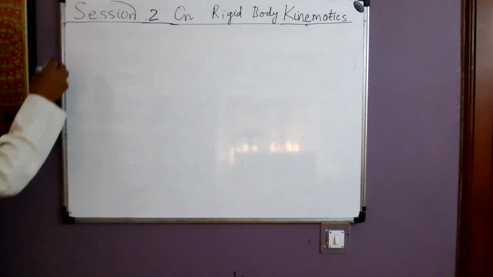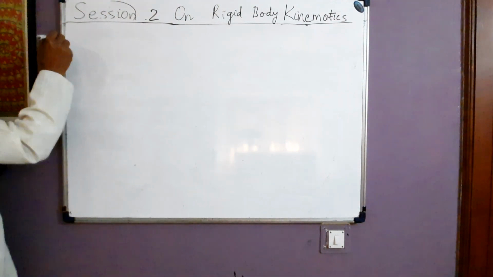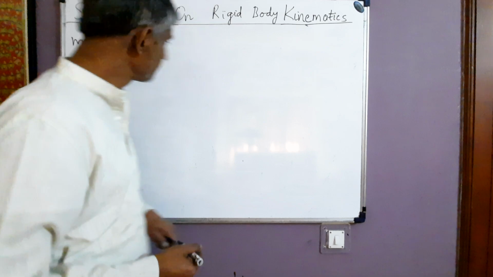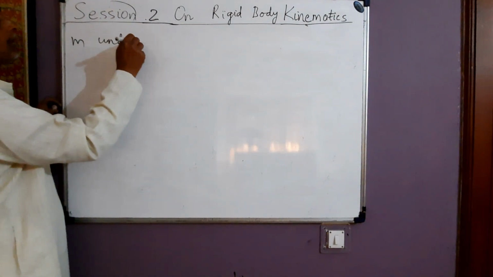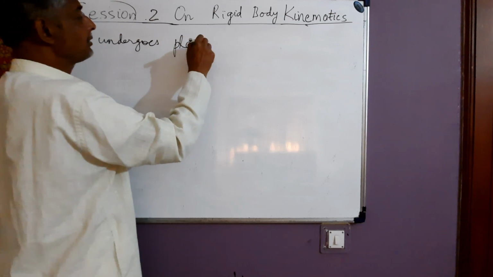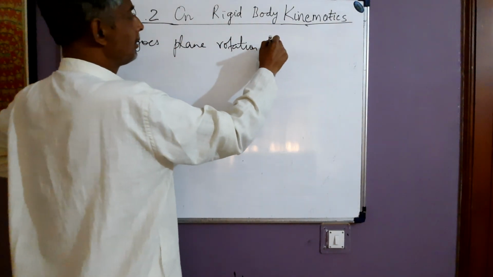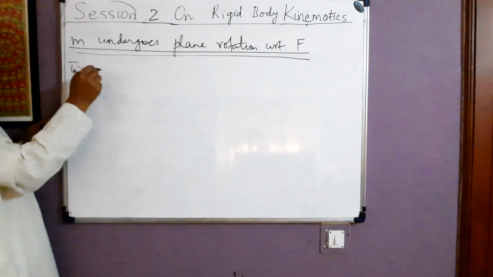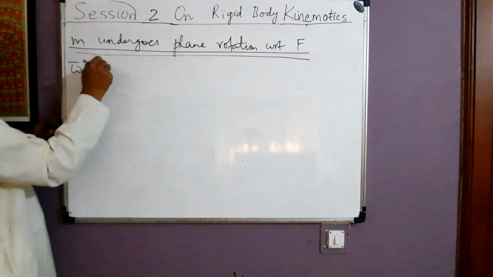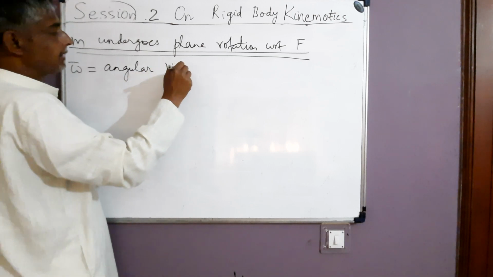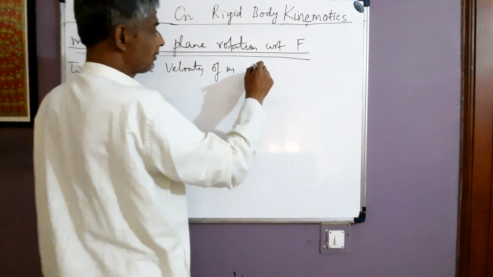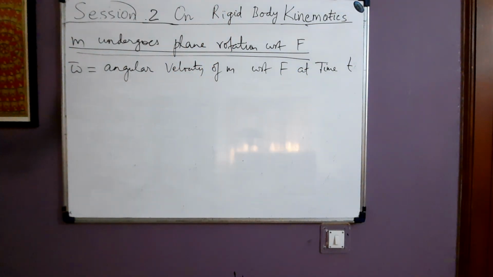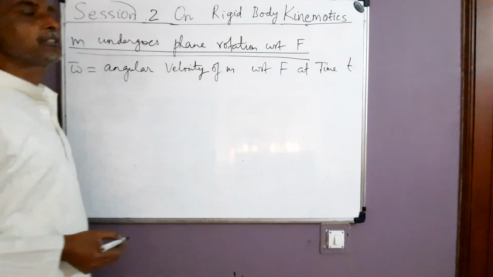So I write down what we will discuss in this second video. M undergoes plane motion with respect to some frame F. Again, when I say plane motion, I mean plane rotation. So M undergoes plane rotation with respect to F. Let omega be the angular velocity of M with respect to F at time t.